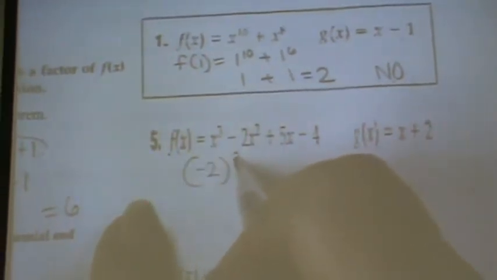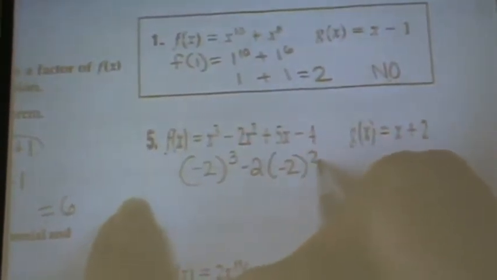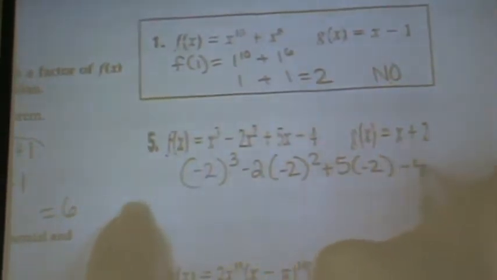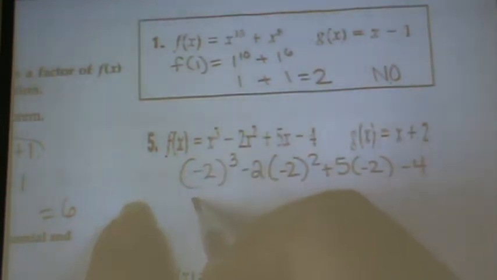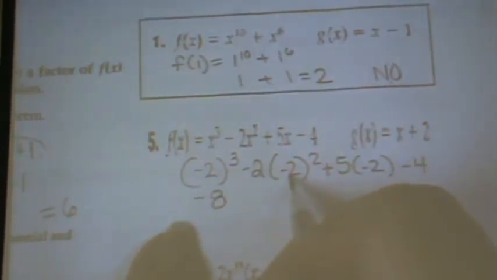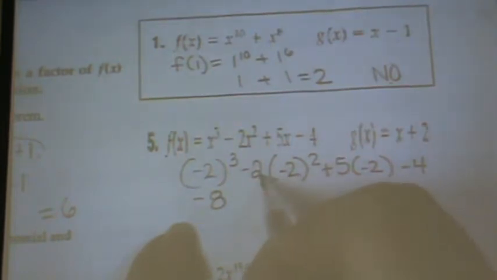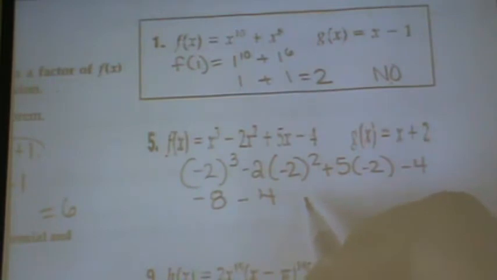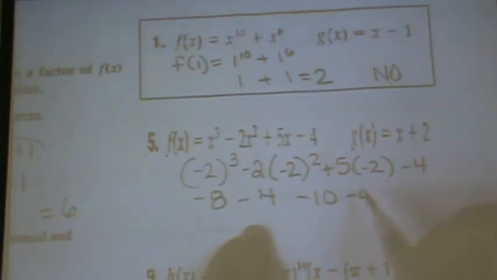And number 5 is also going to be no. You're going to plug negative 2 in here. Negative 2 cubed minus 2 times negative 2 squared plus 5 times negative 2 minus 4. And I already know that this is going to be negative 8. And this is going to be a positive 2. 2 times negative 2 is negative 4. Okay. And then minus 10 minus 4. And I already know the answer is going to be no. Actually, this is going to be 8. This 4 times 2 is negative 8. So negative 8, negative 16, negative 26, so negative 30 is your remainder.